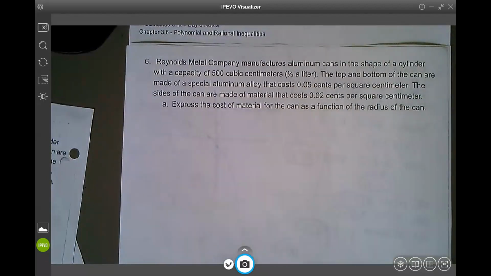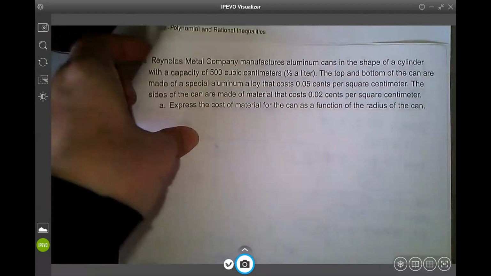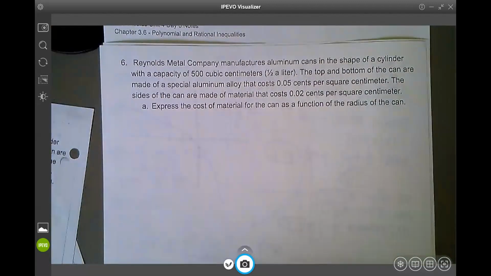So we are finishing up 3.5, the word problem that we missed. And then we will do 3.6.